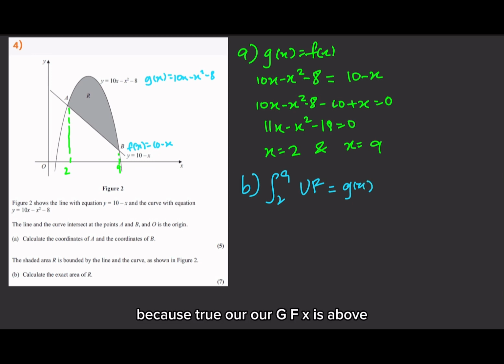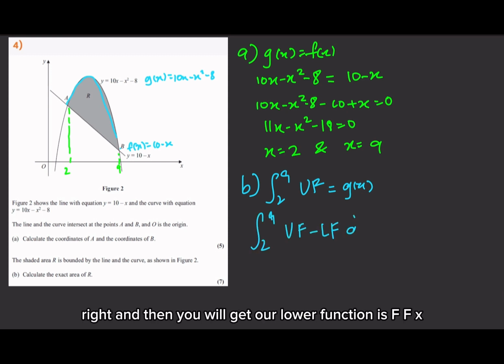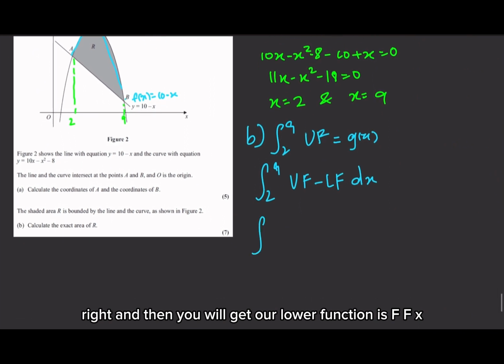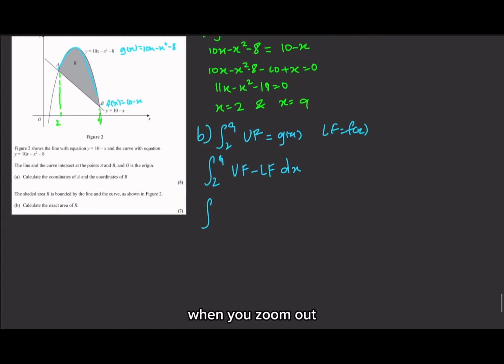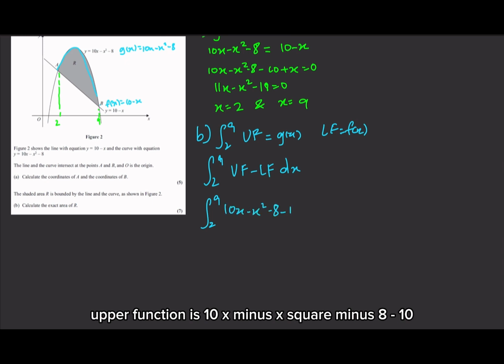Because throughout, our g of x is above this f of x. Right? So our upper function, we get integral from 2 to 9, upper function minus lower function dx, right? And there you will get our lower function is f of x. When you zoom out, we get integral from 2 to 9, upper function is (10x minus x squared minus 8) minus (10 minus x).